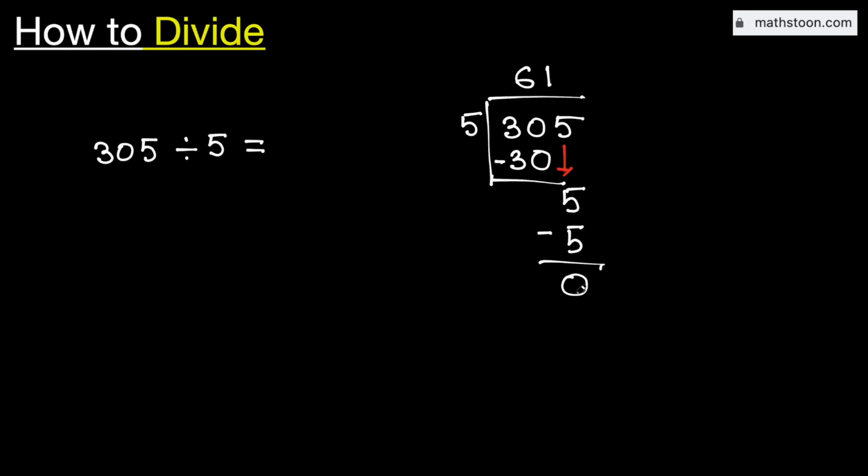As we have got the number 0 and there is no number to bring down here, so we will stop. Therefore, 305 divided by 5 is equal to 61. And this is our final answer.